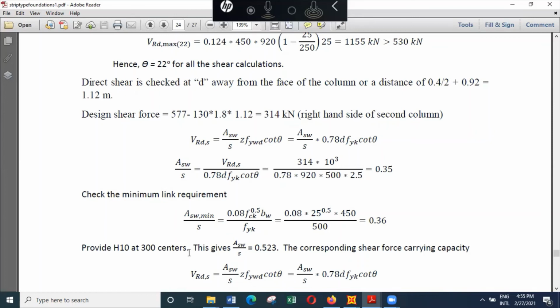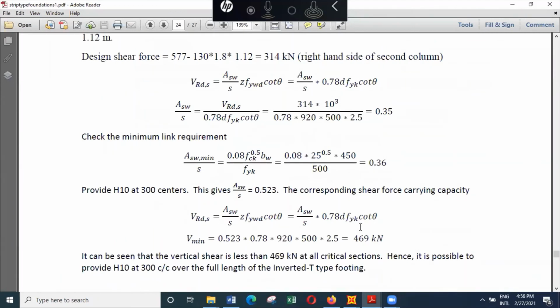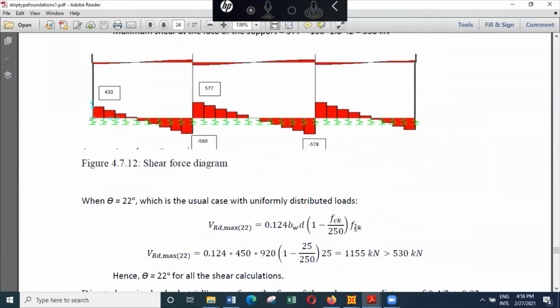Oh, we have only the tension. I think we have only the tension, so it's not a major problem. Even this H10 at 300 is okay because we don't have any compression reinforcement in the beam. So because of that reason, H10 at 300 is also okay. So you can see that shear is not a problem at all. When you provide H10 at 300, the shear carrying capacity is 469, and you can see when you look at the shear force diagram, 469 is a reasonable value.